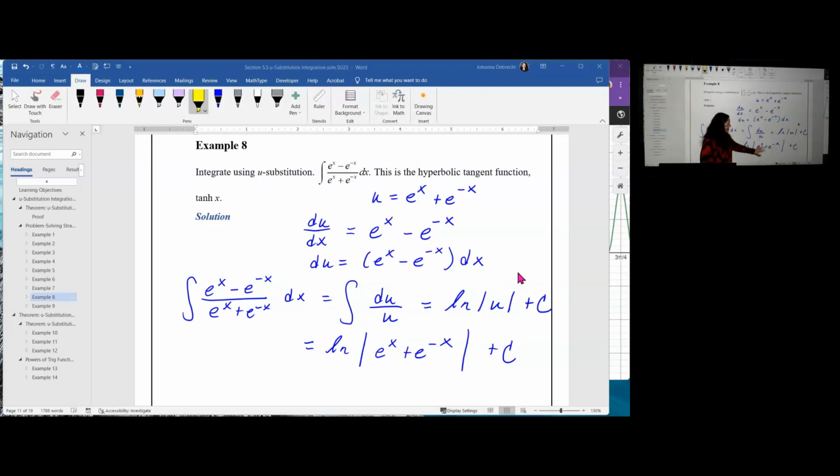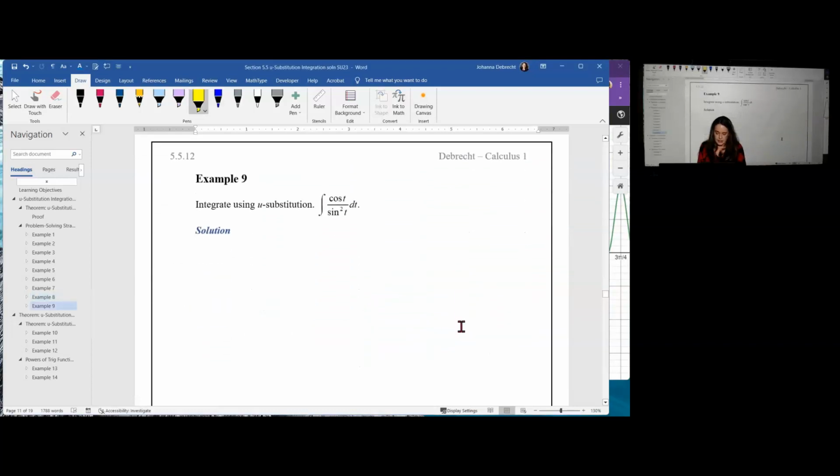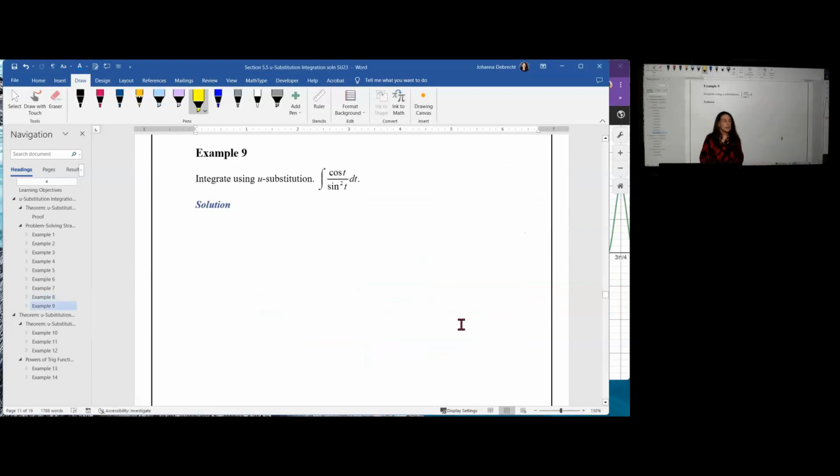Don't forget, you must return to the original variable when you have an indefinite integral, and that you must have the constant. In the next one, we have cosine of t divided by sine squared of t dt. I do have composition. Remember that you can rewrite this as the integral of cosine of t divided by the quantity sine t being squared dt.